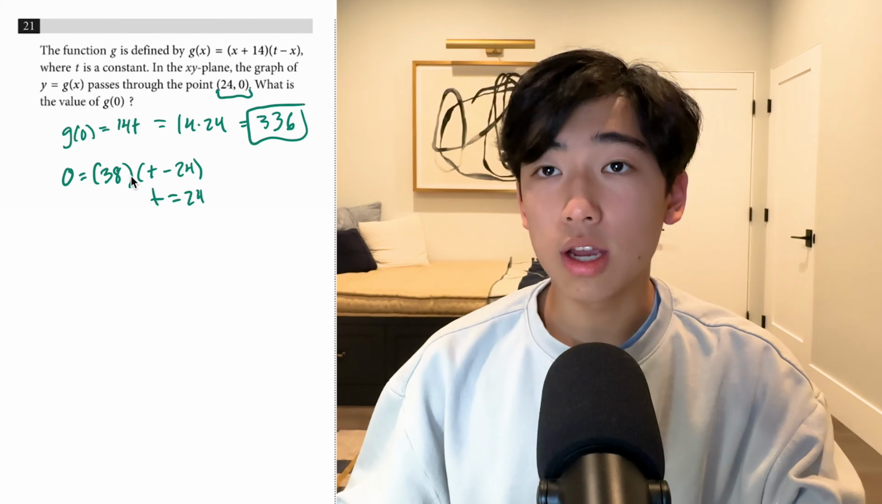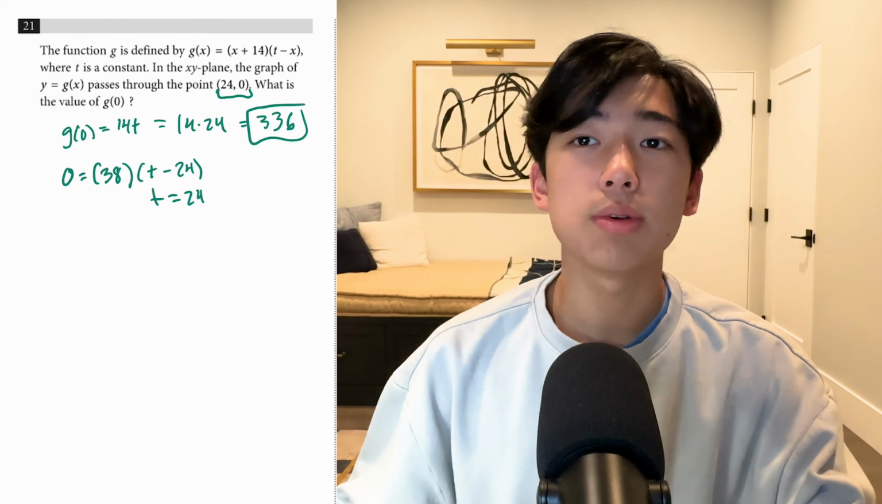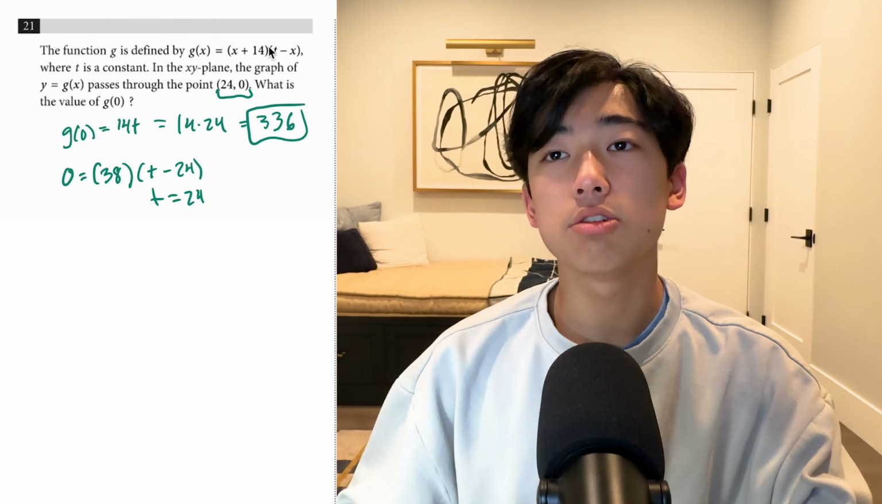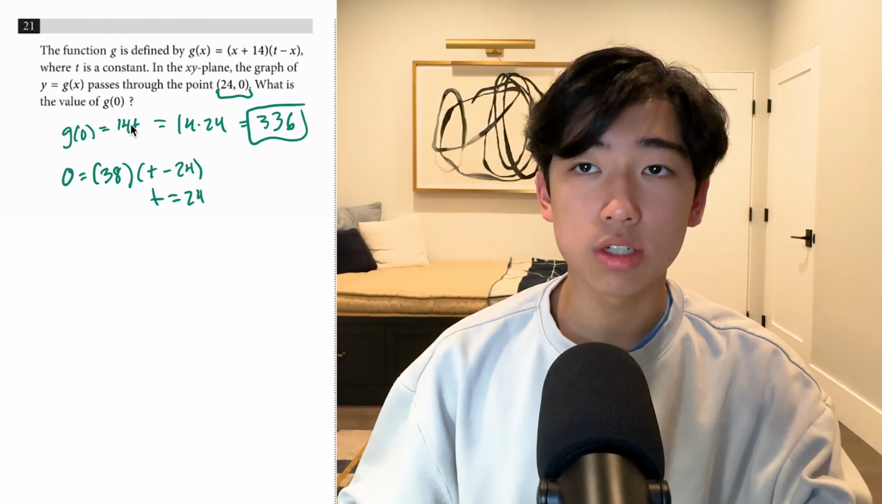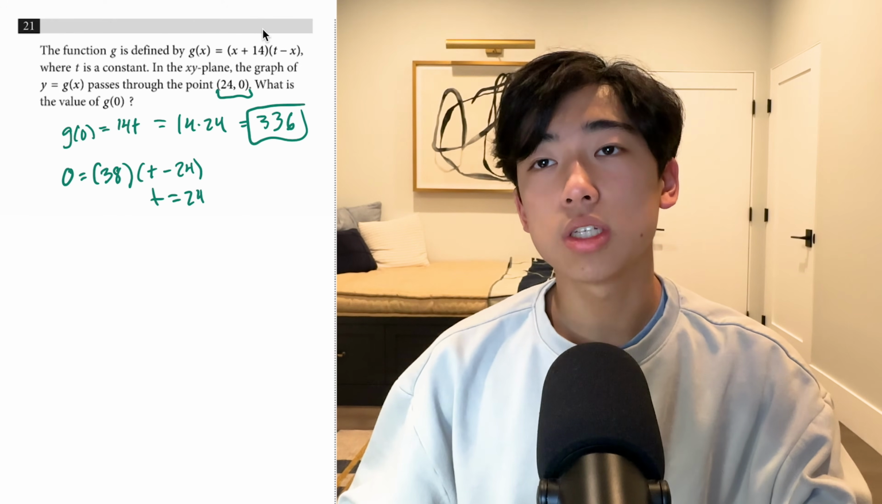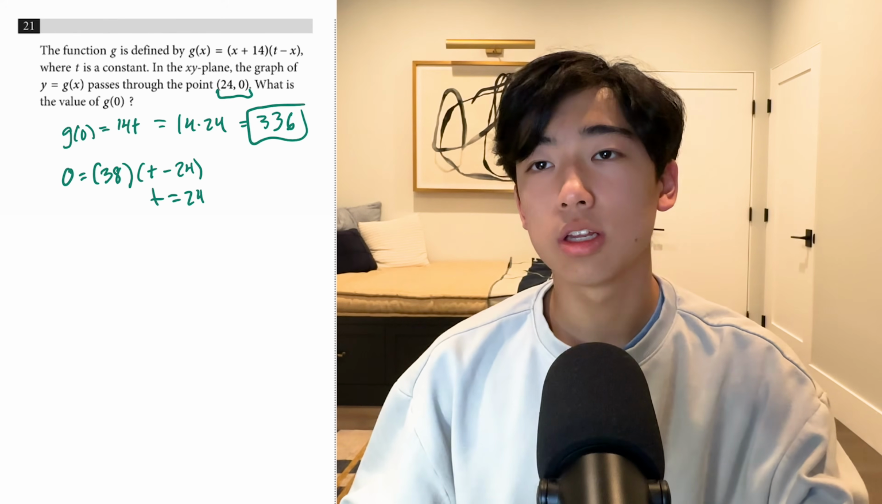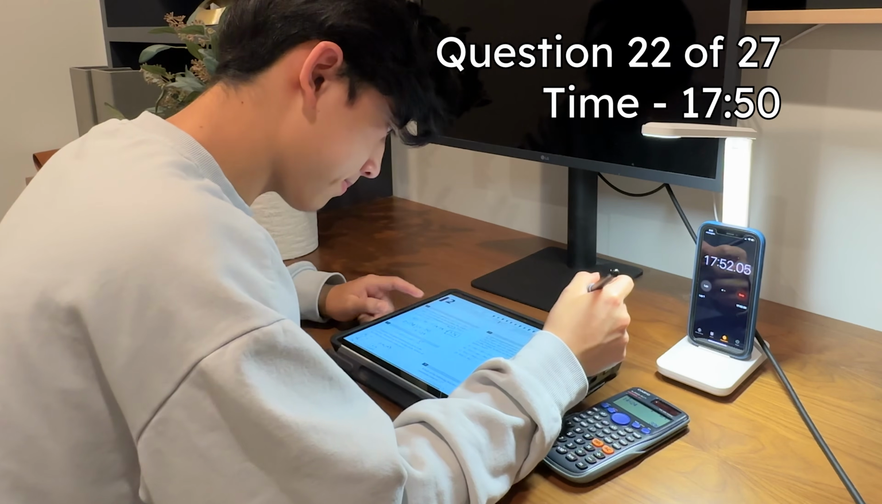And so for the equation to equal 0, t has to be 24. So now that we know what t is, we can substitute t into the original equation and then solve for g of 0, which is just 14 times 24. And either you can use your calculator or do it in your head. You get 336.